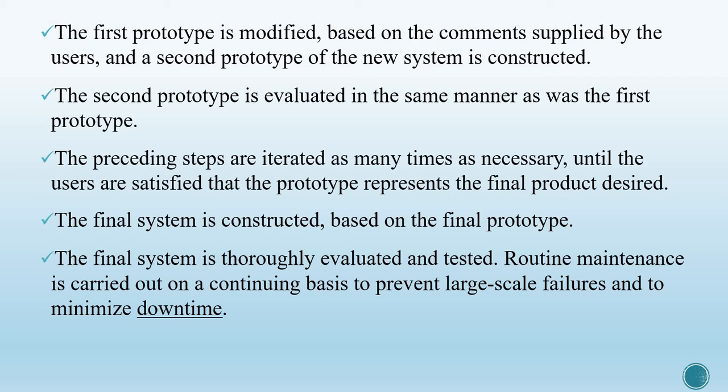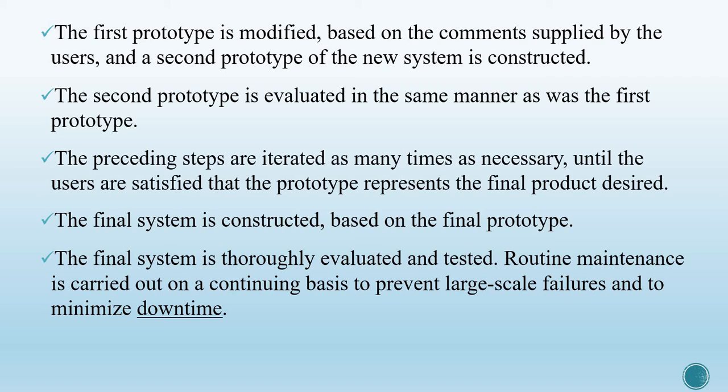Okay, the preceding steps are iterated as many times as necessary until the users are satisfied and the prototype represents the final product desired. The final system is constructed based on the final prototype. Alright, so in order for the final system to be constructed or completed and implemented, there will be many prototypes before that. If the first prototype is not satisfactory enough, then a second prototype will be made, or it will be the modified form of the first prototype.